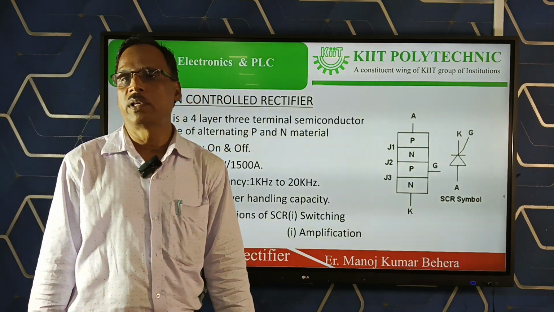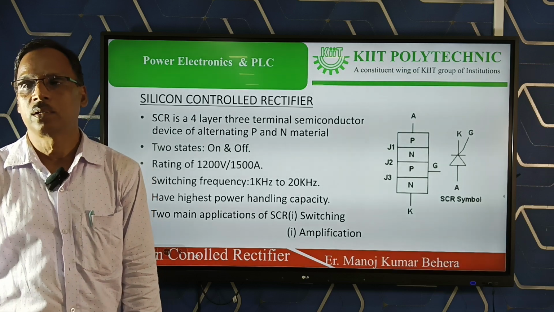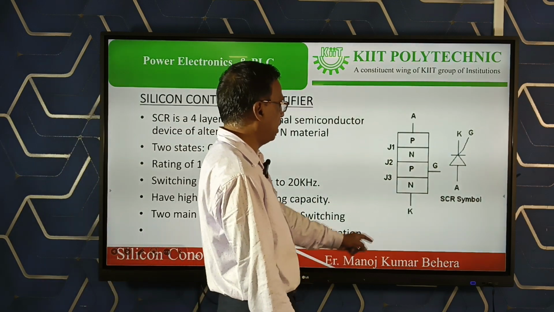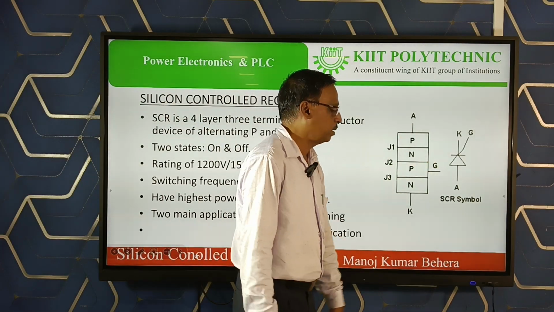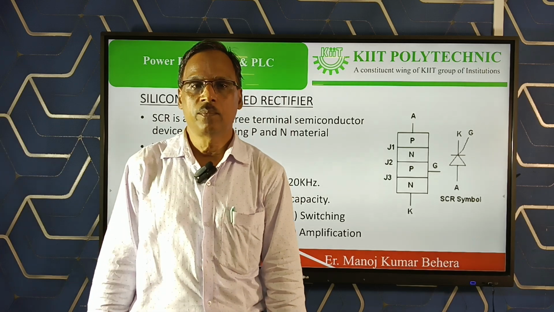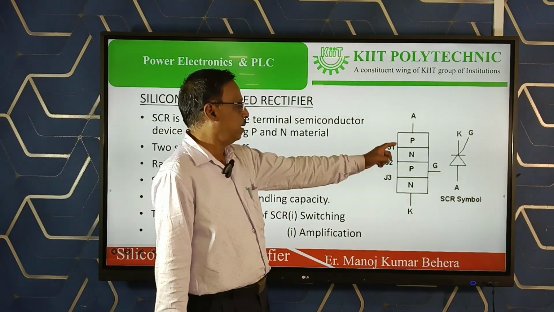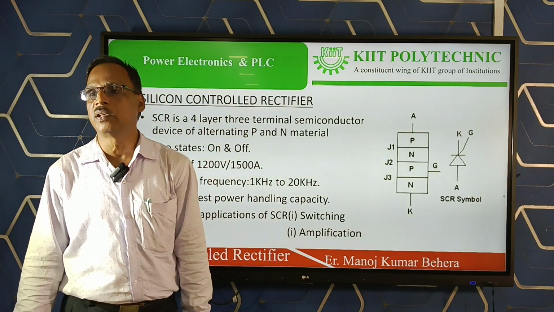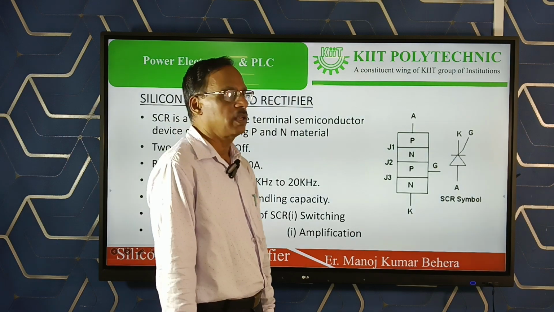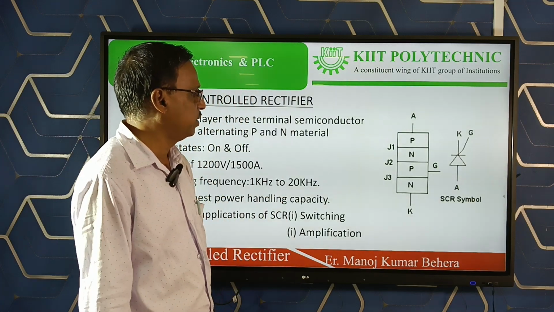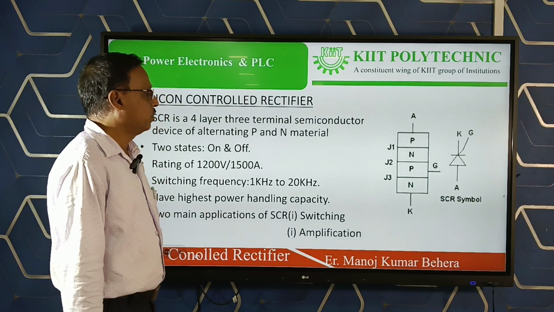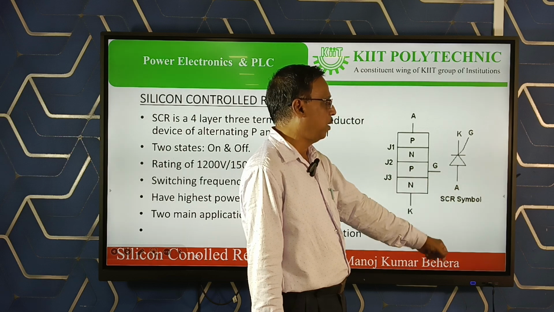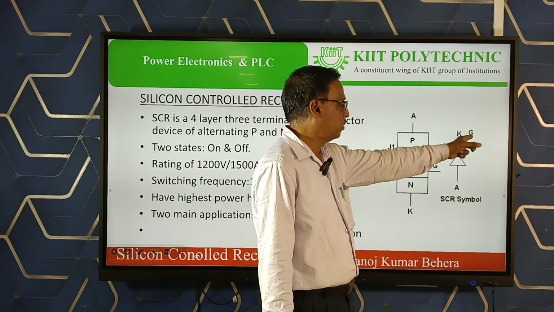Now I am going to discuss the construction of SCR. SCR is a three-terminal device. The different terminals are anode, cathode, and gate. It is a four-layer device: P layer, N layer, P layer, and N layer. This device has three junctions: J1, junction 1, J2, junction 2, and J3, junction 3. The symbol of SCR is shown here. A stands for anode, K stands for cathode, G stands for gate.